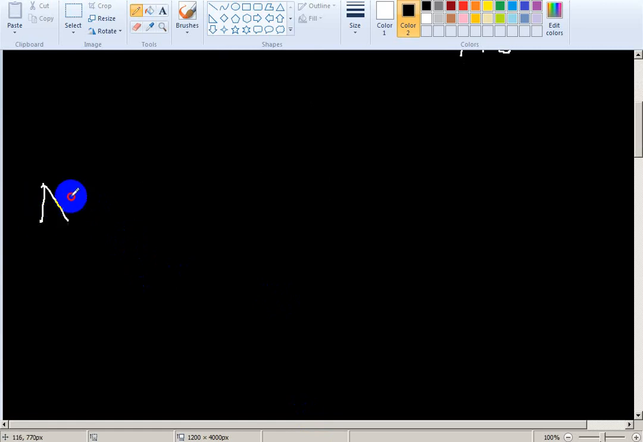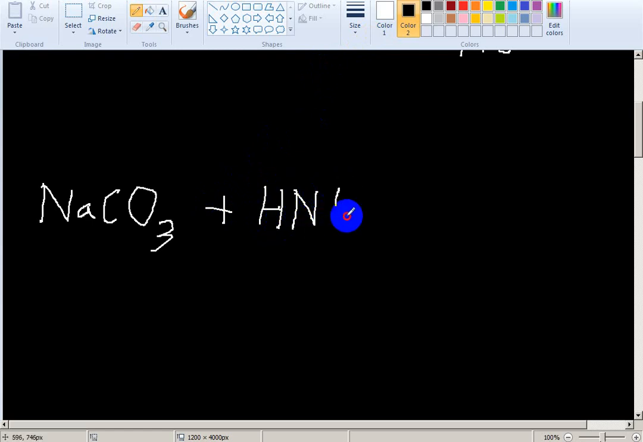Sodium carbonate reacts with nitric acid. Okay, what will be the product? What will the product be? Three products. What are the names of these products?